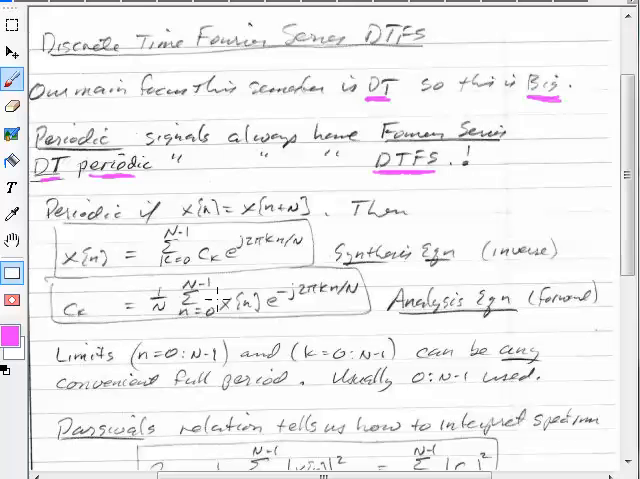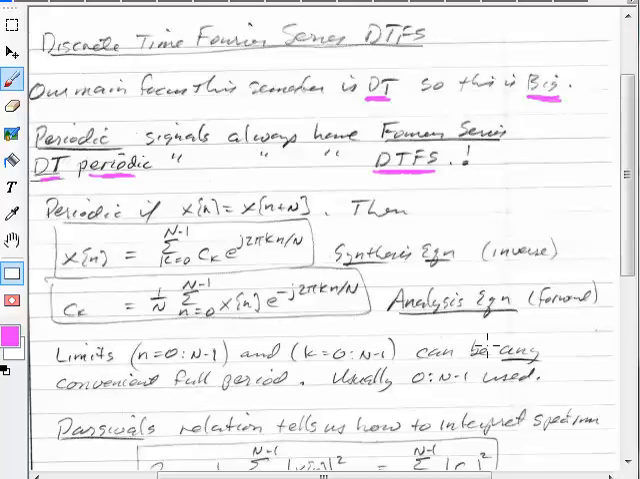The analysis equation, where we come up with the CKs, is a little different because before, when we had x of t, this was an integral, right? But now x is discrete, so an integral doesn't work. We use a sum. So it's very, very similar. We had 1 over T here previously for the continuous time case. Now we've got 1 over N, where N is the period. Okay, so it looks very similar, except now n is the time variable.